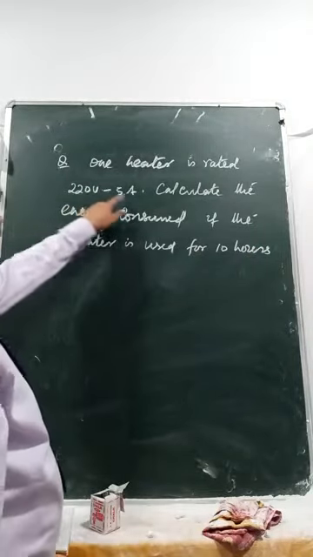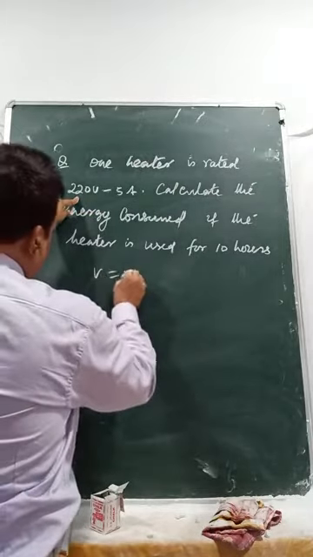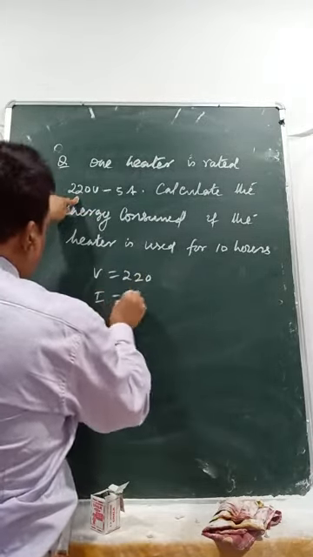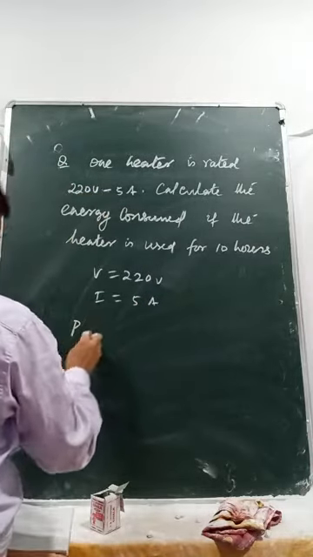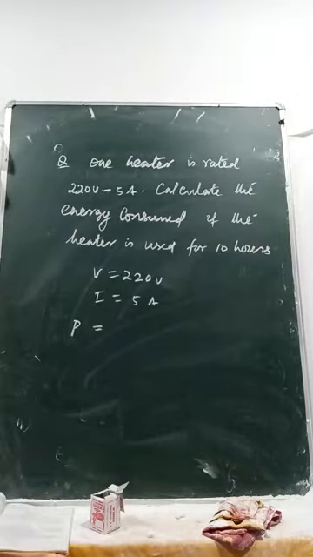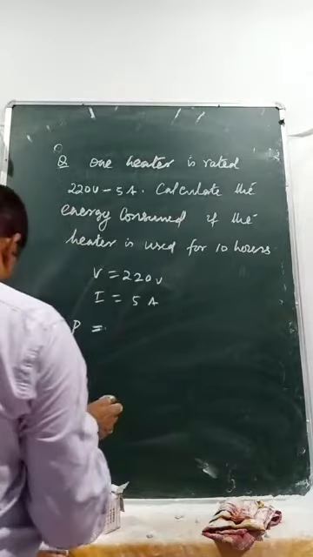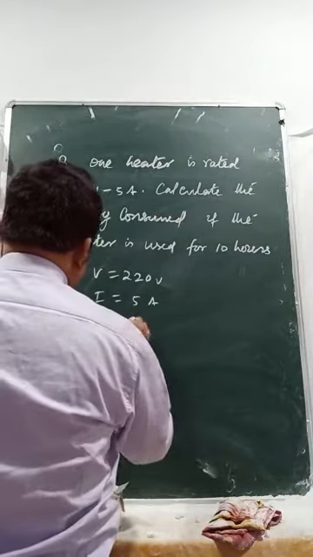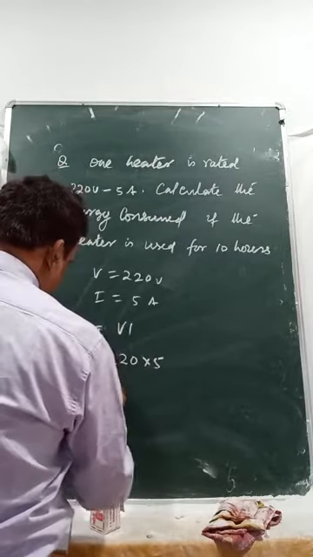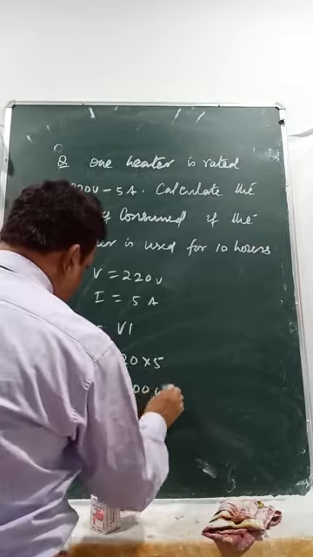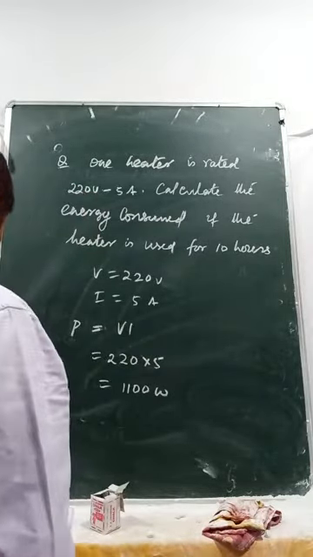So what is the meaning given here? Heater rated 220 volt. Volt is equal to 220. Current equals 5 amperes. The power you can find out. Power is VI, 220 into 5, 1100 watt. Okay.